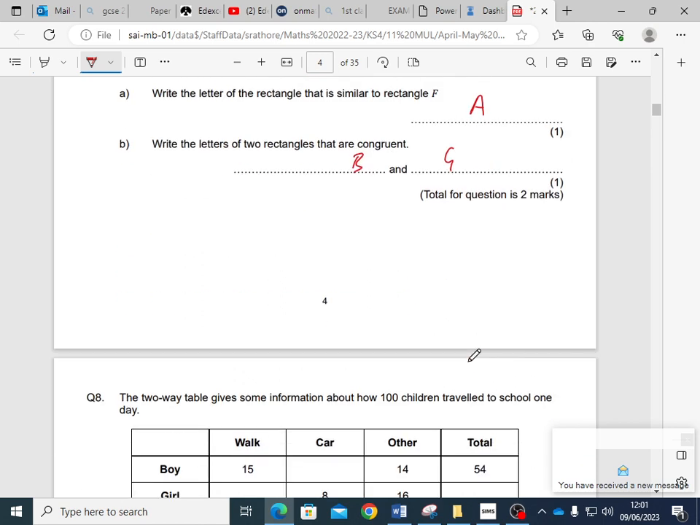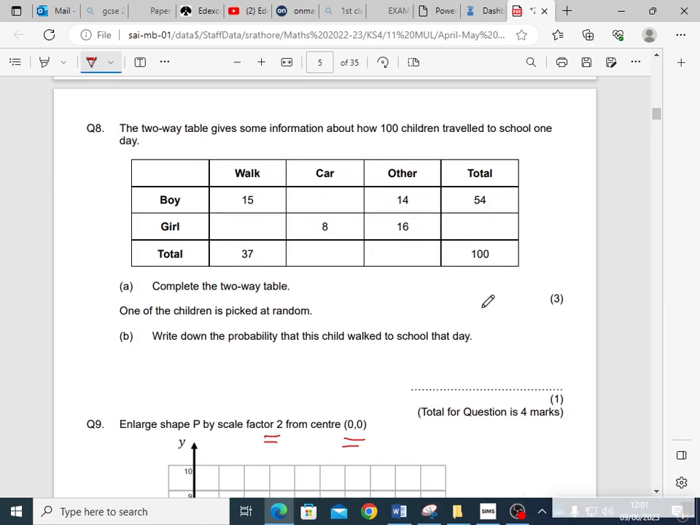Okay, let's have a quick look at this one. So this is a two-way table. Let's just look at the two-way table. Now in the two-way table you should go around filling all the gaps. It does say complete the table, so literally just get your calculator to do 37 take away 15, what's left is 22. So that is 22 in here. Now that plus that plus that must equal that, which is the same as 100 take away 54, which is 46. I'm just going to double check that. That plus that is 30, 46. So I'm happy with that.